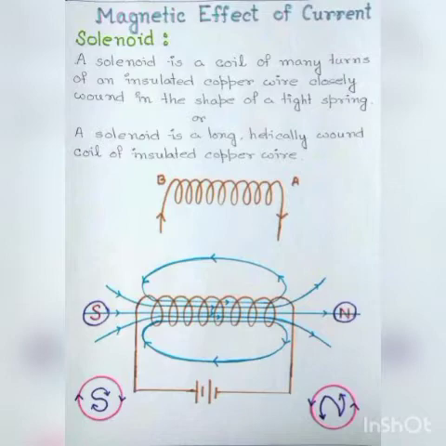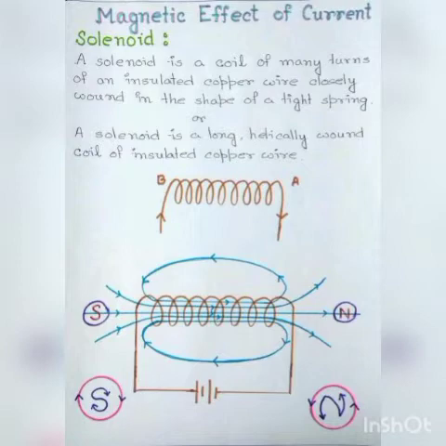Now let us discuss the characteristics of magnetic field due to a current carrying solenoid. Listen to the points very carefully. First, magnetic field inside a long solenoid is uniform and strong. Next, magnetic field inside a long solenoid decreases as we move towards the end of the solenoid because magnetic field lines start spreading near the ends of the solenoid. Next, magnetic field outside the solenoid is non-uniform and weak.